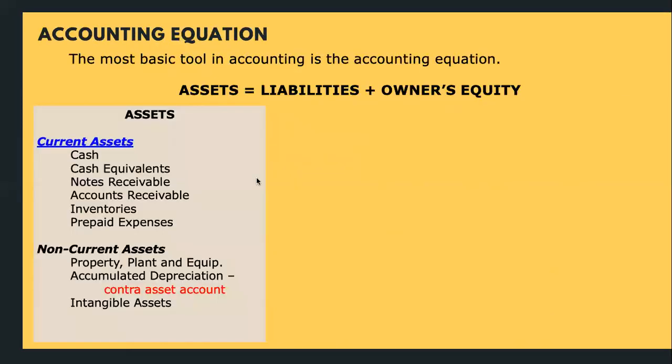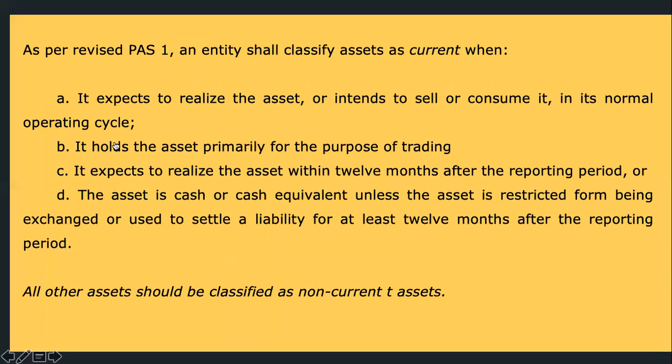Okay, so current assets and non-current assets. So what is a current asset? As per revised PAS 1, an entity shall classify an asset as current when it expects to realize the asset, or intends to sell or consume it, in its normal operating cycle.